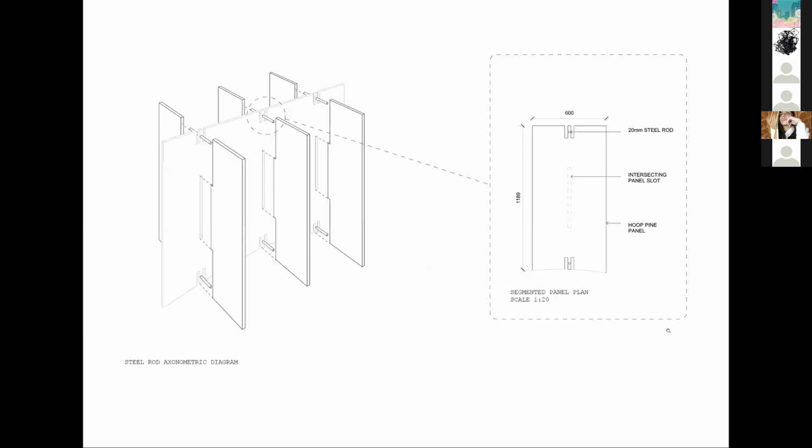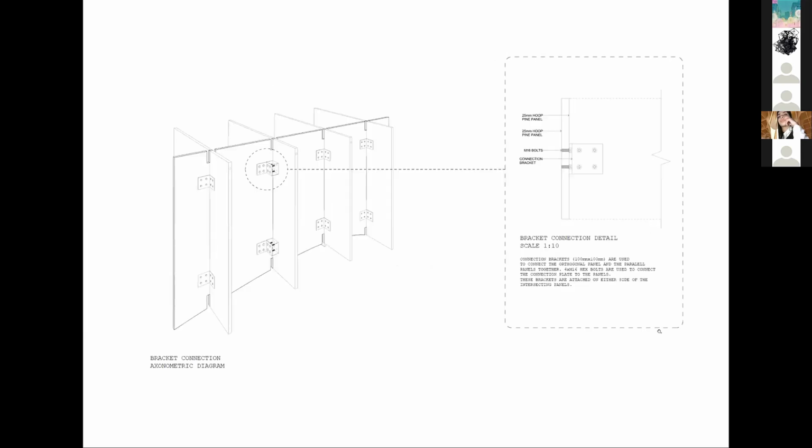As our structure is broken up into an exterior section and an interior section, we need to further support the panels that cantilever away from the columns. We will use steel rods with a 20 mm diameter that intersect at the top and bottom of each panel, as shown by the axonometric diagram.